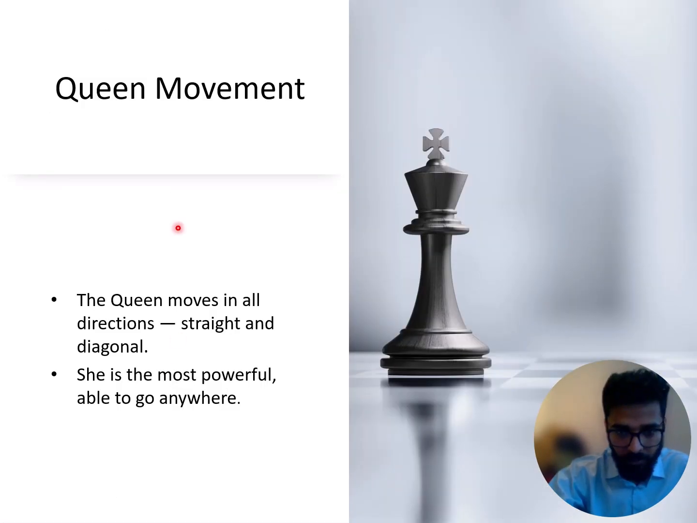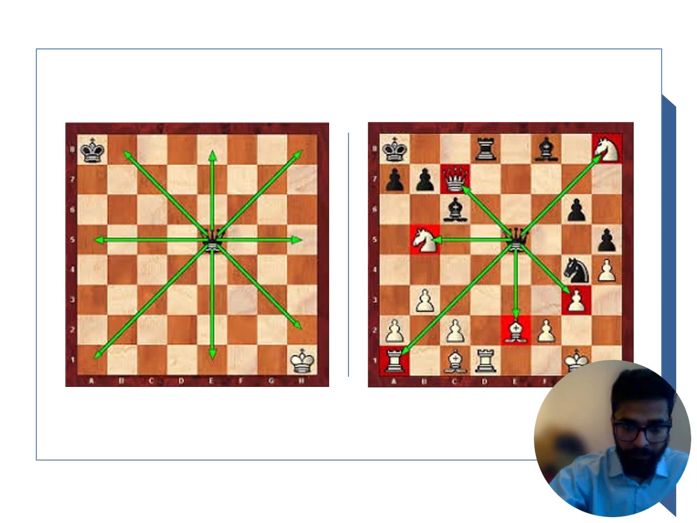Yes, queen. The queen is the most powerful piece. King is the most important, but queen is the most powerful. It is rook plus bishop, and it can move horizontally, vertically, and diagonally. This is how the queen covers, as you can see in that slide.